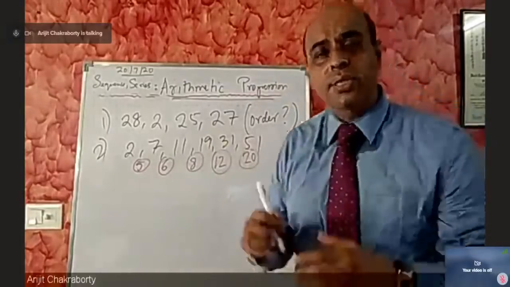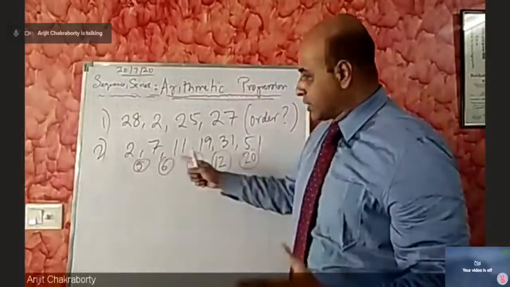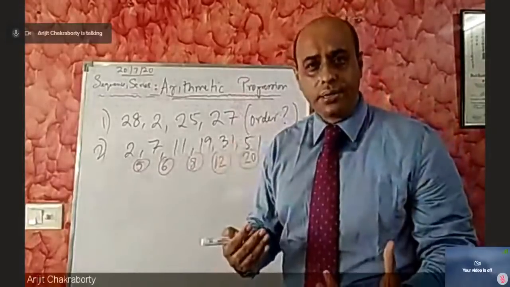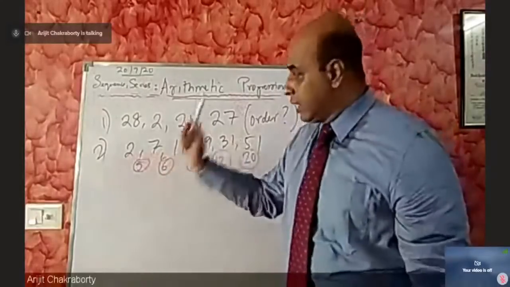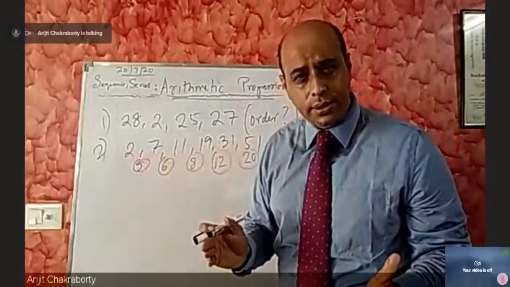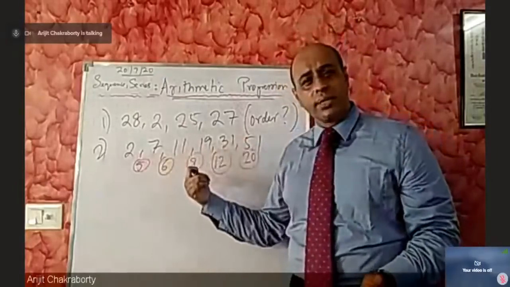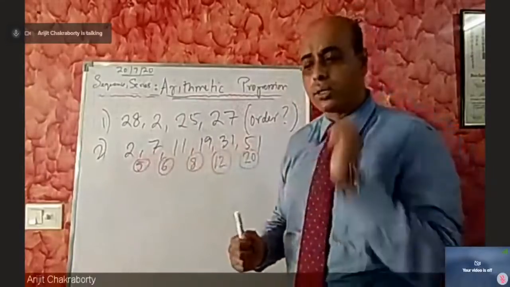So the differences show that they are increasing. Okay? So it has a particular order. Therefore, it can be called a sequence. But is this sequence an arithmetic sequence? Can you call it an arithmetic sequence? No, because the differences are not constant.